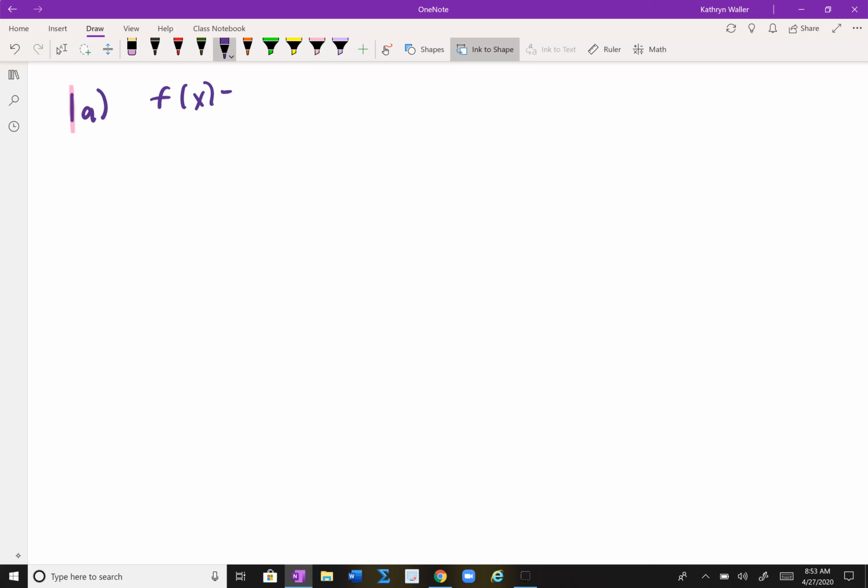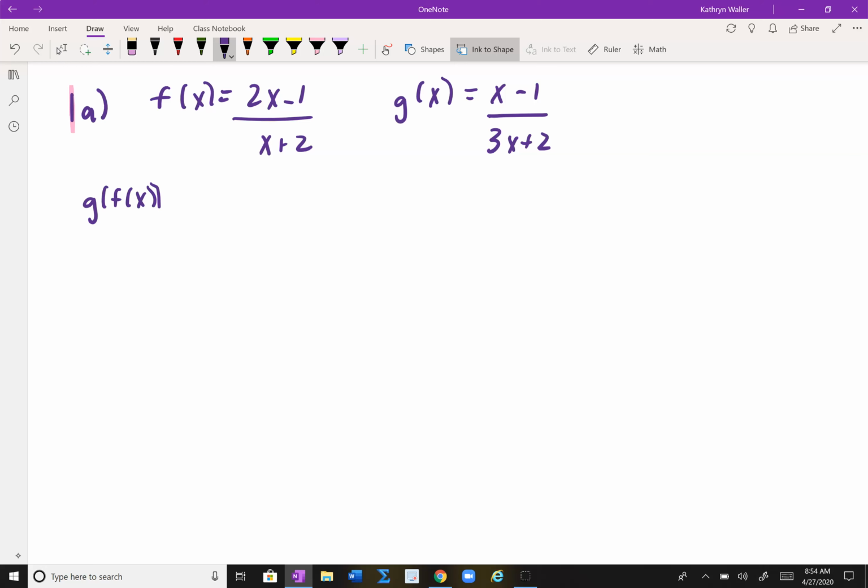Here's question 1A. You know that f of x is (2x minus 1) over (x plus 2). You know g of x is (x minus 1) over (3x plus 2). And they're asking you to find g of f of x. I rewrote it like that versus how it was given because I think it's easier.